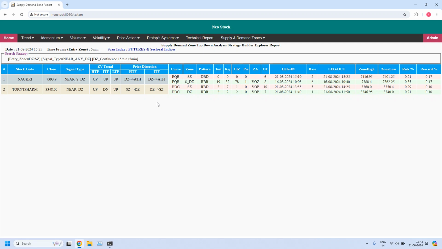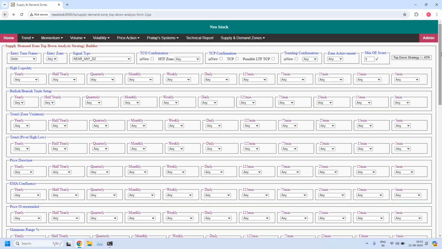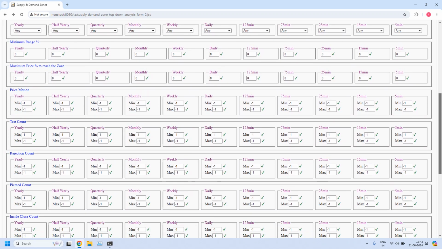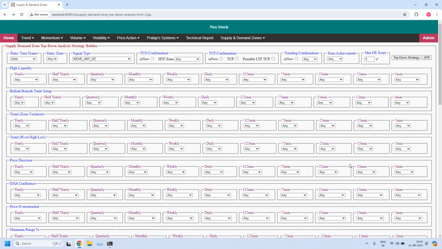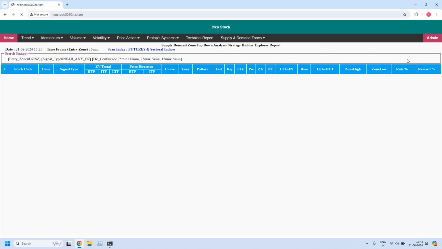And now again we will verify any HTF confluence. 5 minutes with 15 minutes is enabled. Next 5 minutes with 75 minutes. Enable the option, and finally 15 minutes and 75 also I am enabling. Now let's filter. So none of the stocks are having HTF confluence.